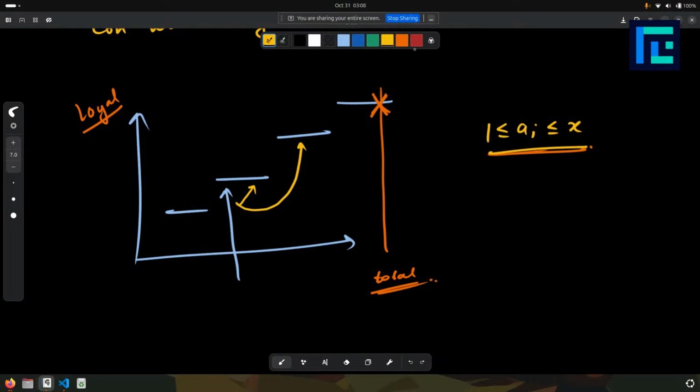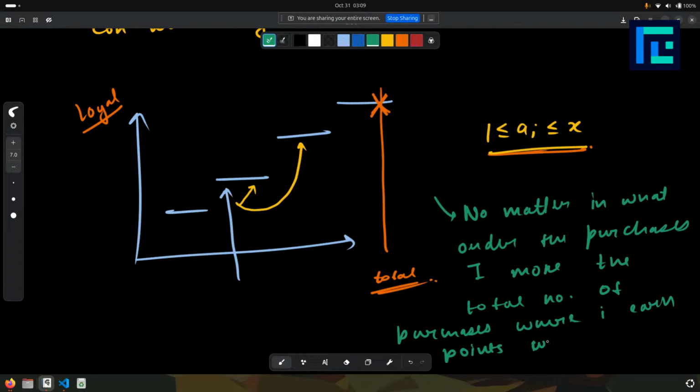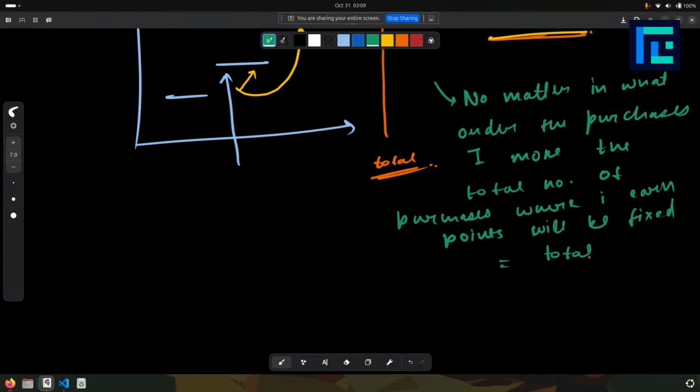So this is another observation. No matter in what order I make the purchases, the total number of purchases where I earn points will be fixed and equal to floor of total upon X. So this is another observation.